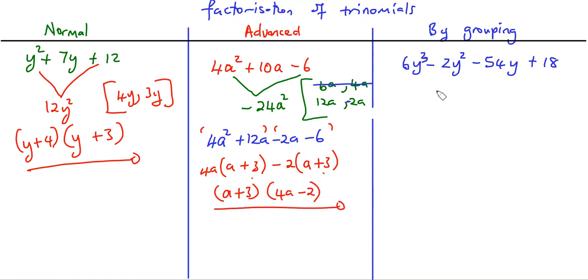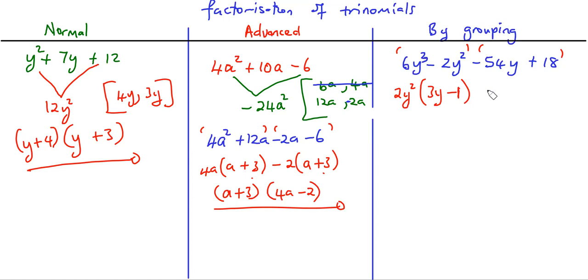Now, let's look at this one here, where we are getting 6y cubed minus 2y squared minus 54y plus 18. Let's again group them. Remember, you take the negative on the second one. Now, on the first one, we're going to take out 2y squared. Then you're left with, not y only, but 3y minus 1.